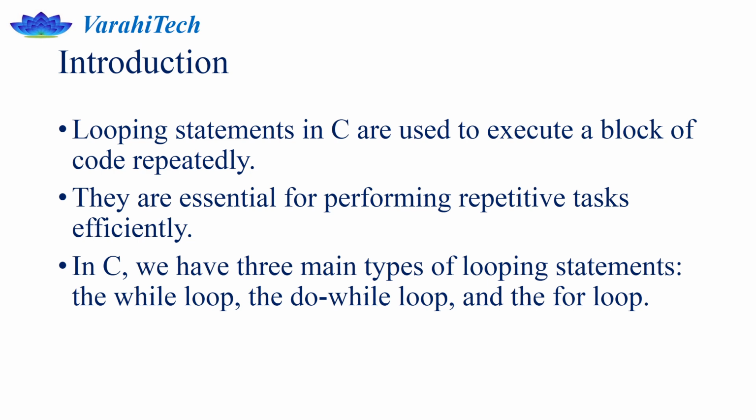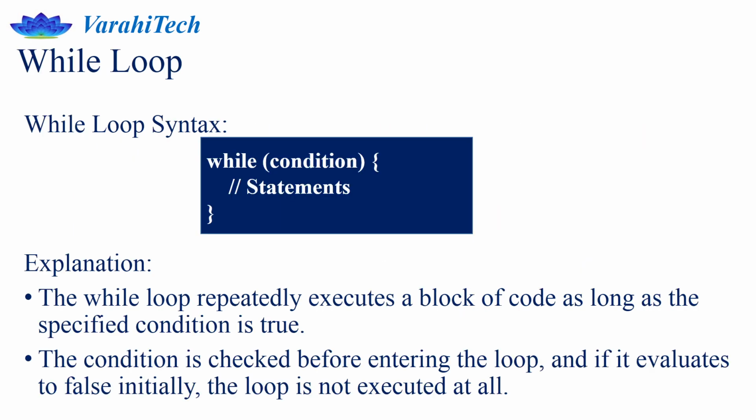In C programming language, we have three main types of looping statements. They are while loop, do while loop and for loop. While loop. While loop repeatedly executes a block of code as long as a specific condition is true. The condition is checked before entering the loop, and if it evaluates to false initially, the loop is not executed at all.